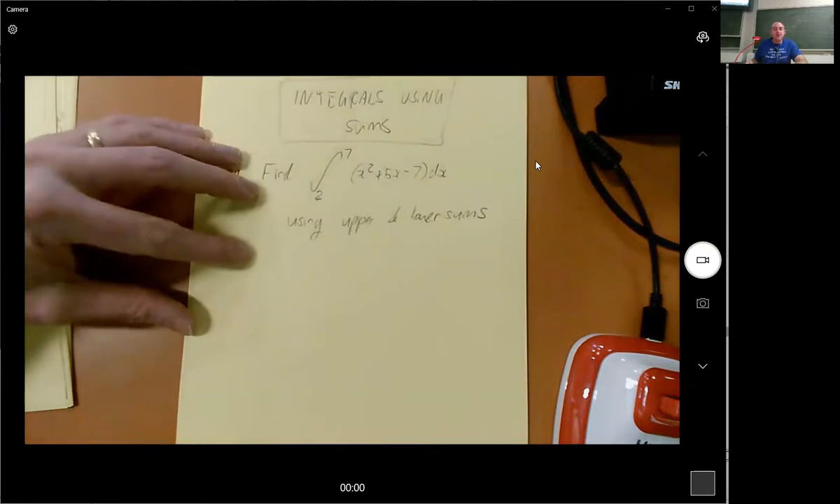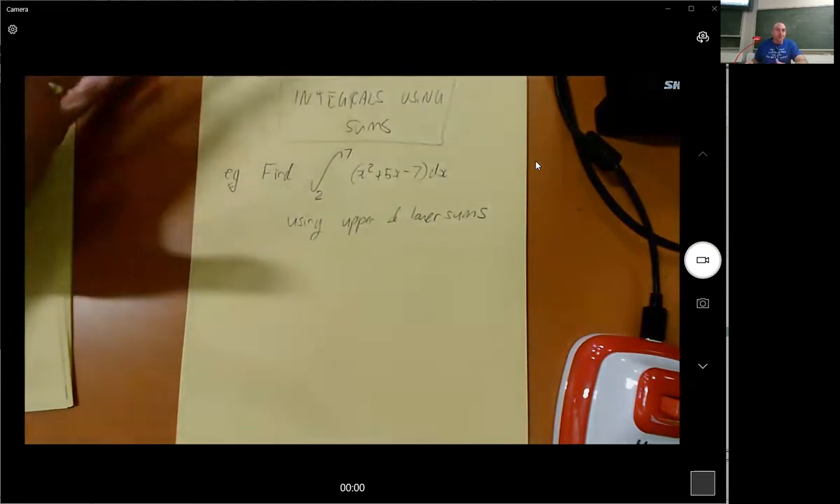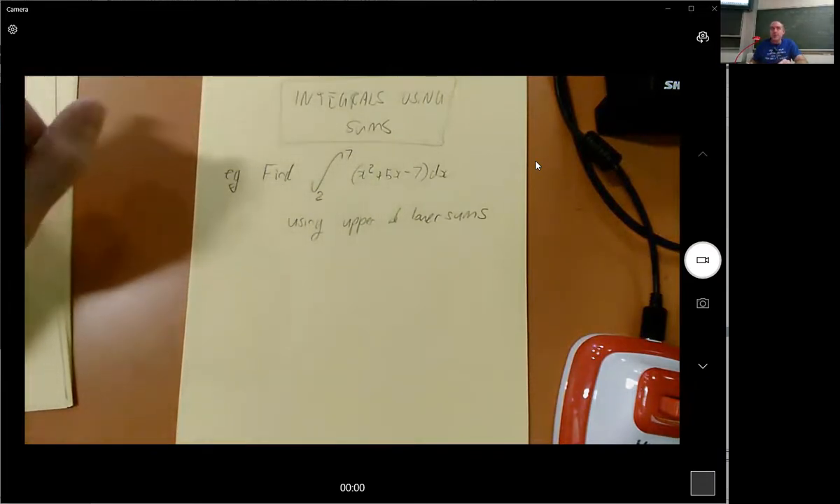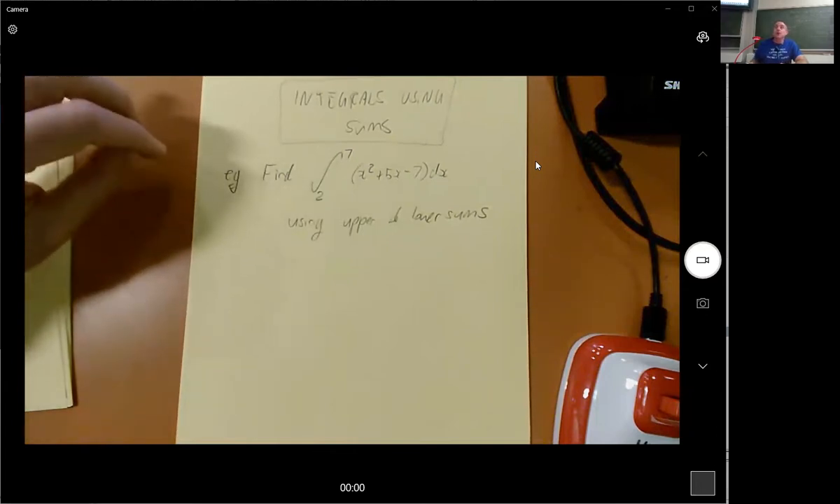So I'm going to find this integral using upper and lower sums. It's probably going to be very hard, but right. Let me talk a little bit about the upper and lower sums concept. Integration and differentiation were invented separately.